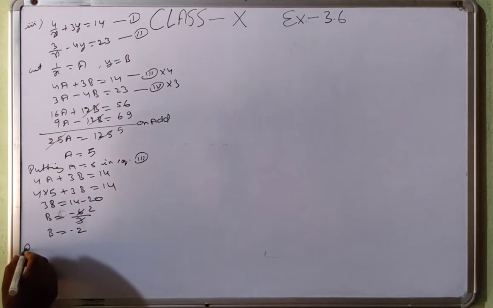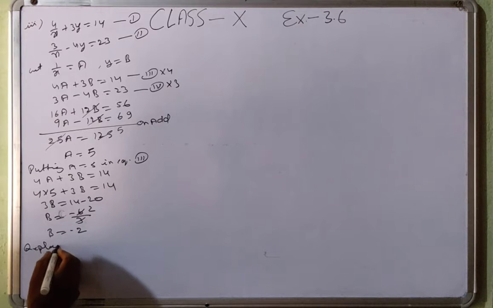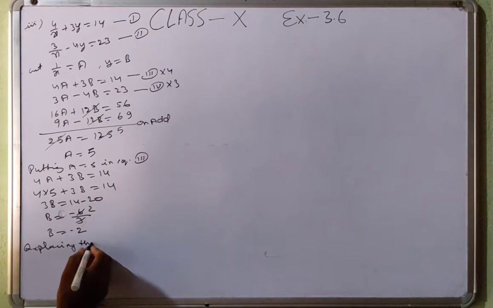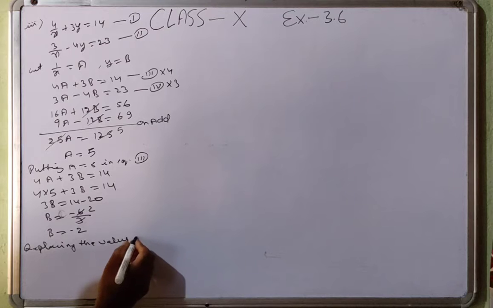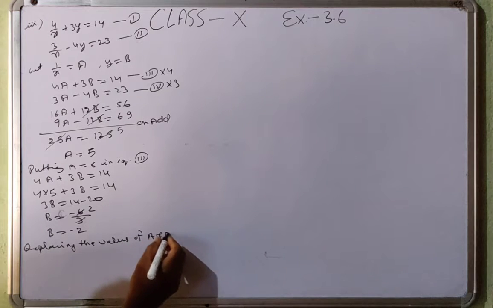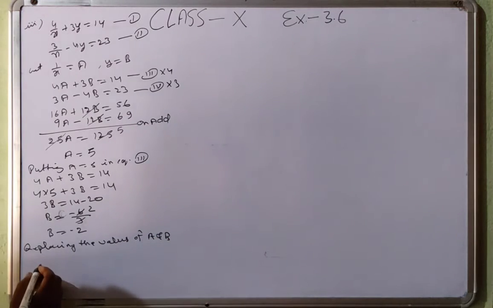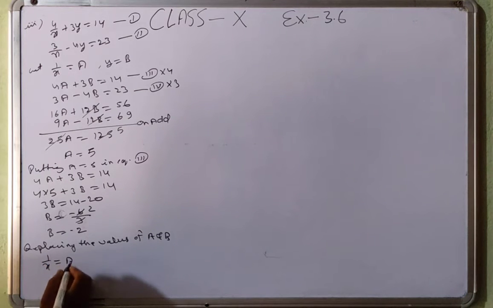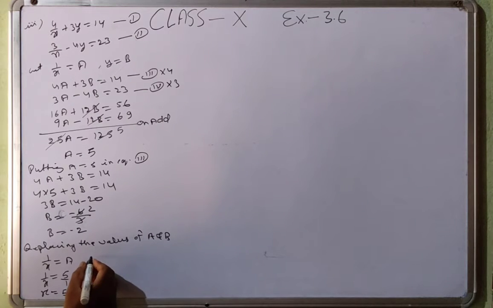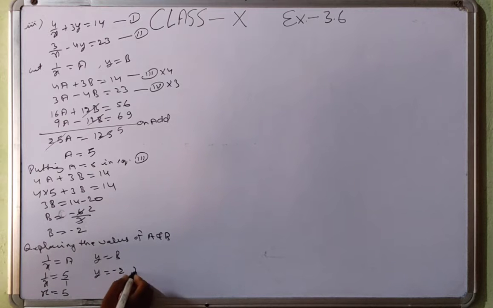Now replacing the values of a and b. So 1 upon x is equal to a. So that will be 1 upon x is equal to a, value is 5. So we can take the reciprocal of both, x is equal to, that will be 1 upon 5, and then y is equal to b. So y is equal to, that is minus 2, is already here.